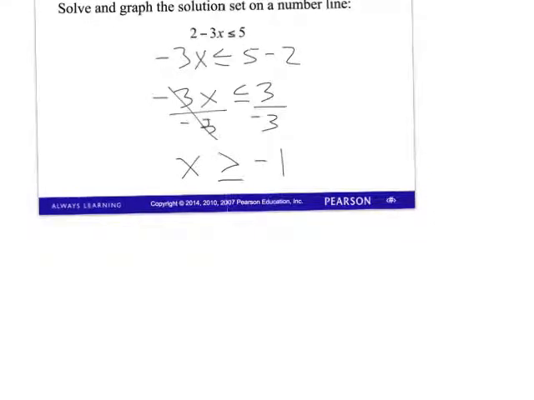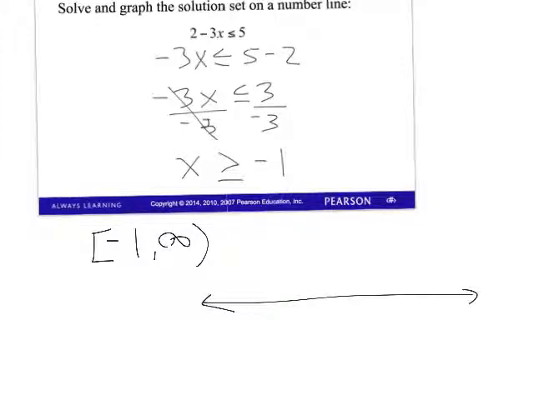Now, as far as graphing the solution on a number line, why don't we write it in interval notation first? So this is the set of all x where x is greater than or equal to negative 1. So the interval solution is going to be bracket, because it's greater than or equal to, negative 1 to infinity. And then if you want to graph that, it just looks like this. It's negative 1, 0, 1, 2, and so on. And then if we shade it, it would be a bracket at negative 1, and it goes to infinity.